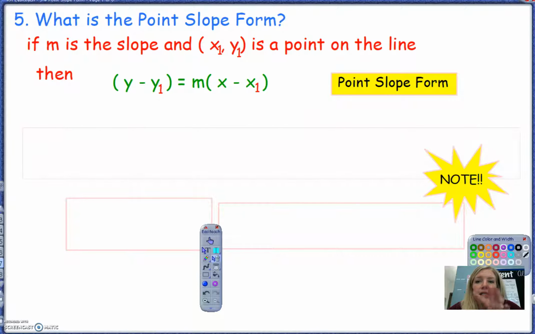Okay, and all we did basically was rearrange our slope formula. If you kind of notice here, we just moved around our slope formula. M equals, and you have subtracting of the y's over subtracting of the x's.